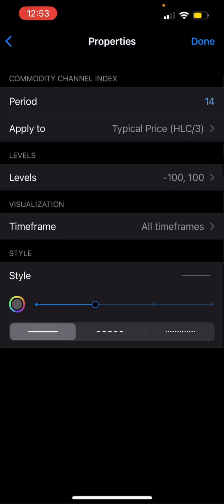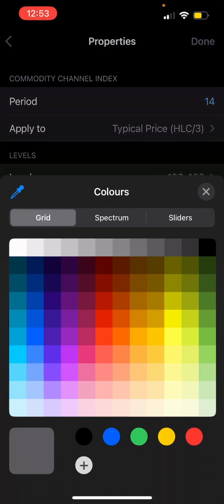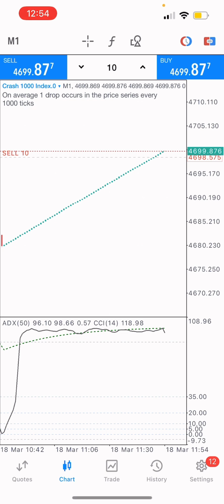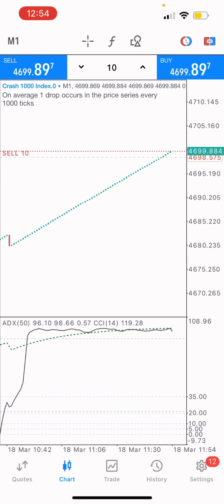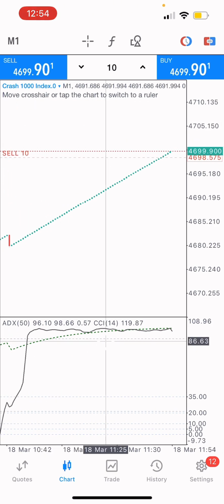So go back. Then for the star, use a color that is close to that of your screen. So I'm using this color right here. Then click done. So this is what I have. Just set it the way you see me set mine.